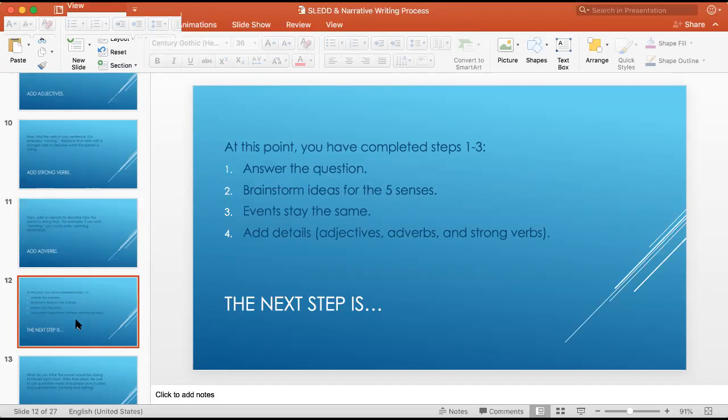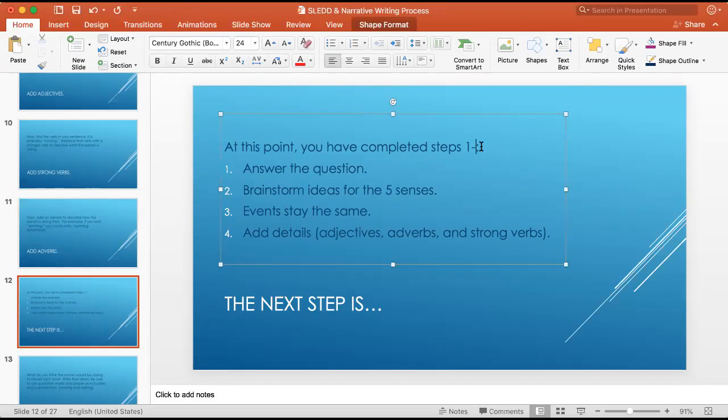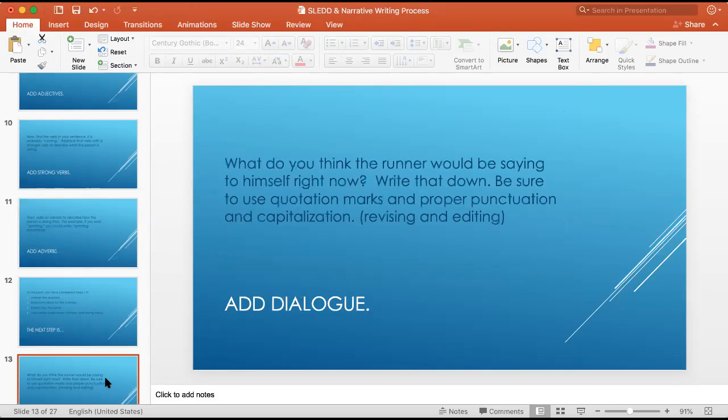Okay, so at this point you have completed, oh my goodness, it says steps 1 through 3 when it should say steps 1 through 4. Glad that we edited there. All right, so you have answered the question. You've brainstormed ideas for the 5 senses. You know that events stay the same, so you're keeping that in your head. And you've added adjectives, adverbs, and strong verbs. So now what? What do you think the runner would be saying to himself right now? Write that down. Be sure to use quotation marks and proper punctuation and capitalization. I have revising and editing here.